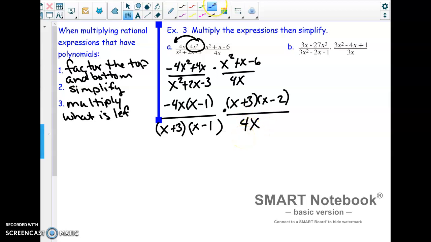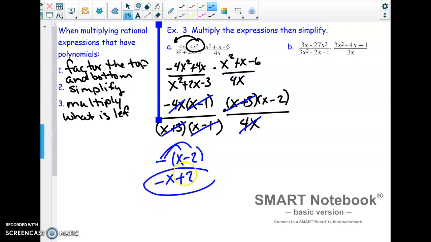So now I'm going to start eliminating what's the same. I have a 4x in the numerator and denominator, but I'm keeping that negative because it can't cancel. And then I see an x minus 1 in the numerator. I see an x minus 1 in the denominator. I see an x plus 3 in the numerator and x plus 3 in the denominator. And then I'm left with just that negative times x minus 2, and so negative x plus 2 when I distribute it in. So a little bit of work, but it's okay.